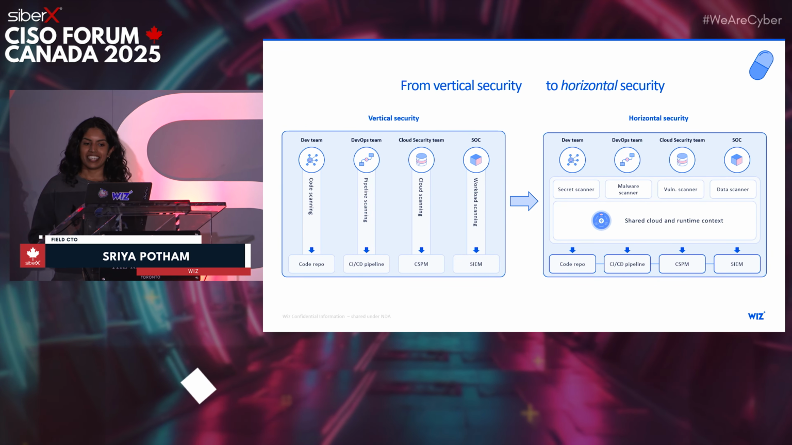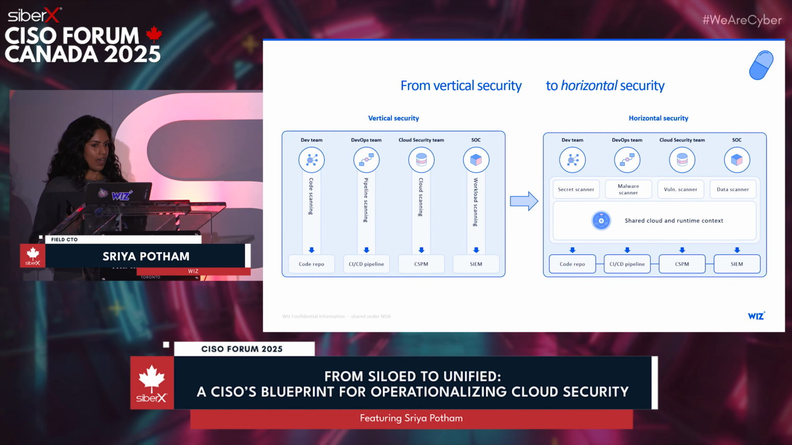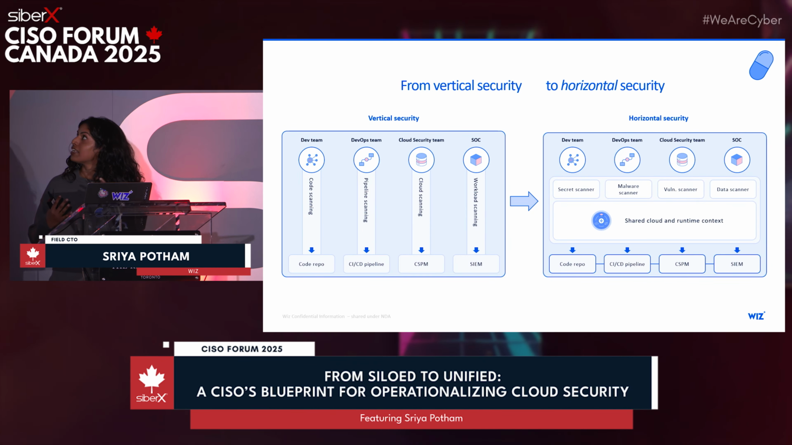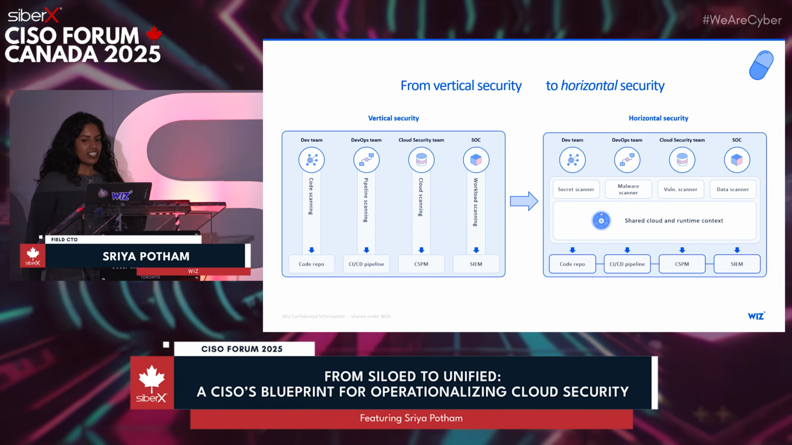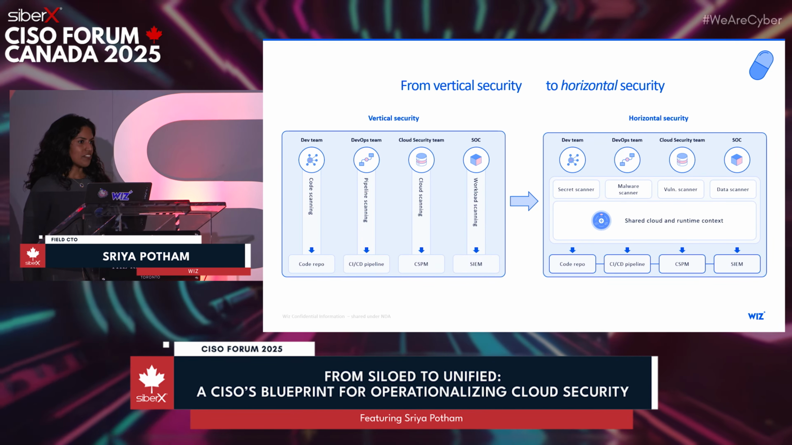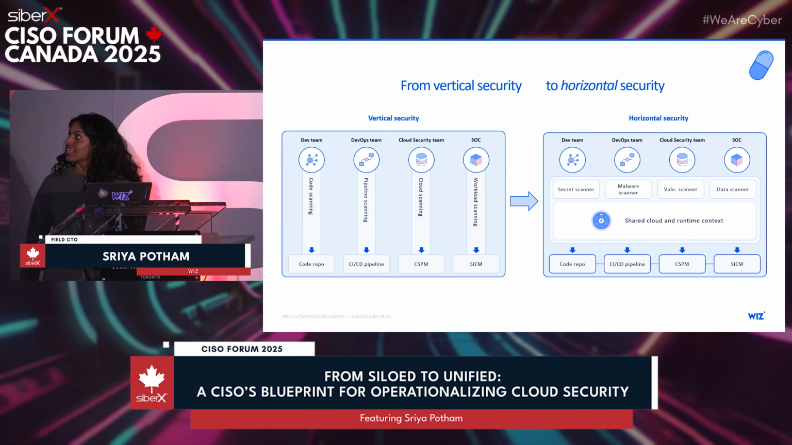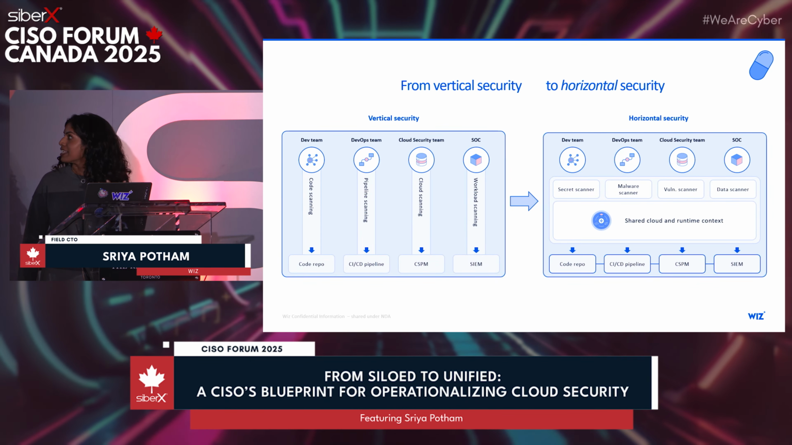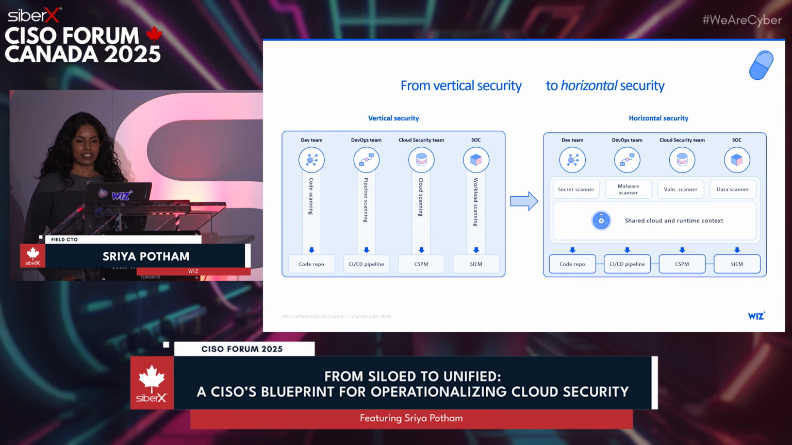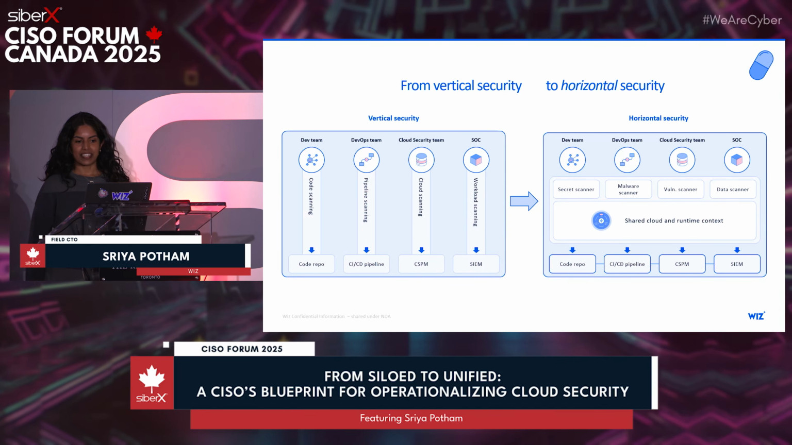Horizontal security creates a unified layer of shared context between developers, DevOps, cloud security teams, and the SOC. And the shared context ensures that risks identified by any team, whether in code, in the CI/CD pipeline, within the CSPM, or within runtime, are visible and actionable throughout the entire lifecycle.